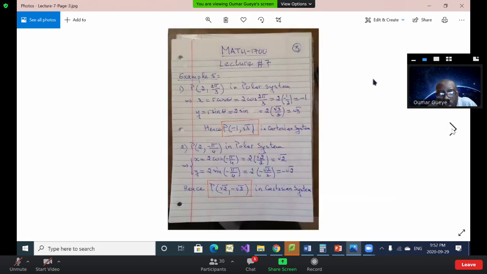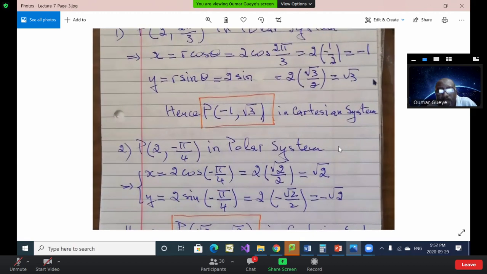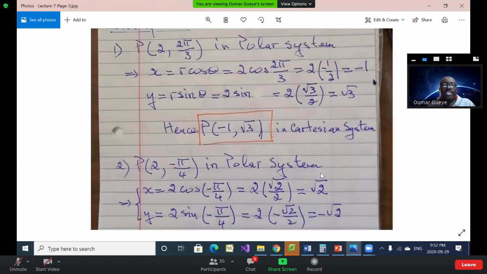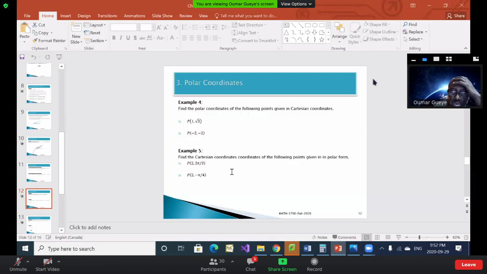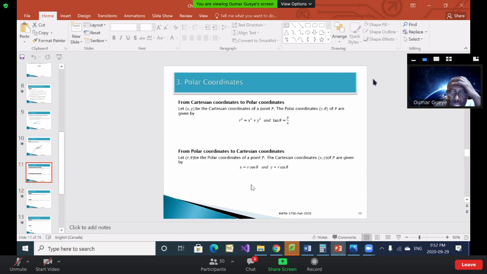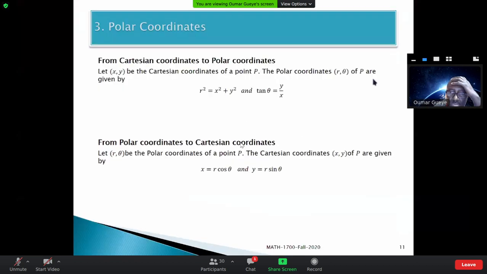All right, next example, we'll do the reverse way. Now the point is in polar, and you want to get it in the Cartesian system. In this case, you have to use these two formulas that I already mentioned in order to find the coordinates in the Cartesian system. That's exactly what I did here.